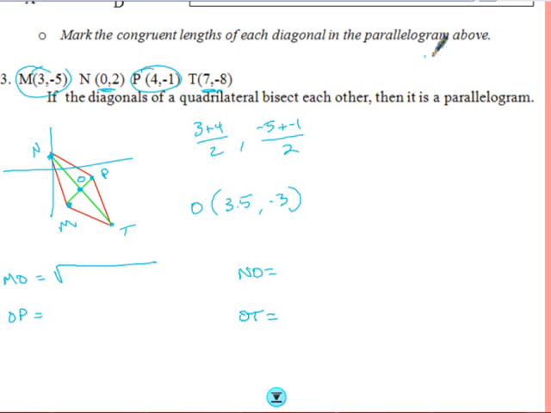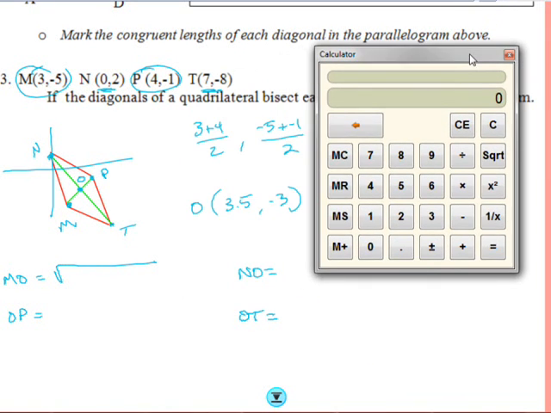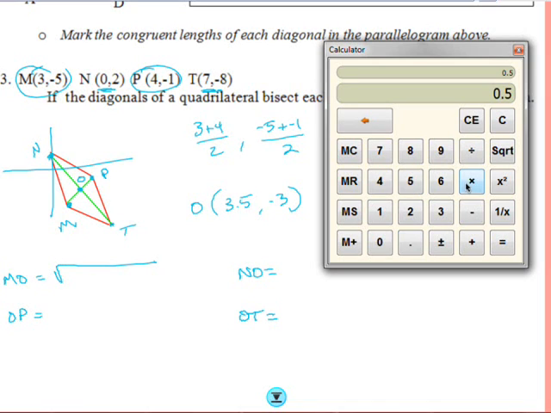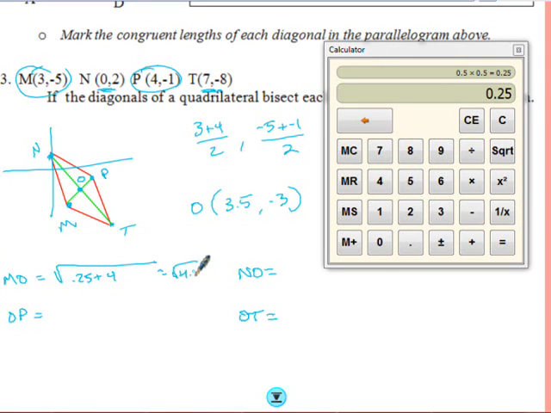So from M to O, this is the square root of, the difference between these two x's is 0.5, okay? Get out my handy dandy calculator over here. So 0.5 squared, if you're curious, is 0.25. So that's 0.25. Plus, the y's for MO are from negative 5 to negative 3. That's 2, so that's 4. So we're looking at 4.25 here, the square root of 4.25.